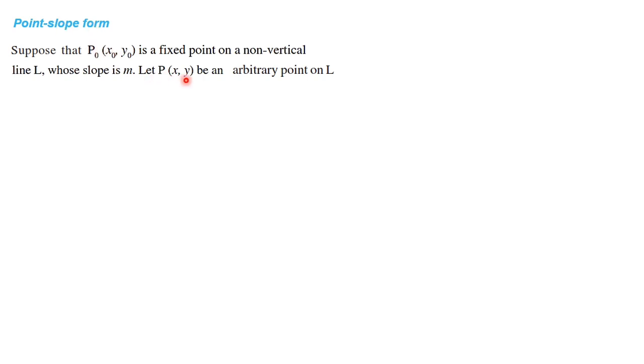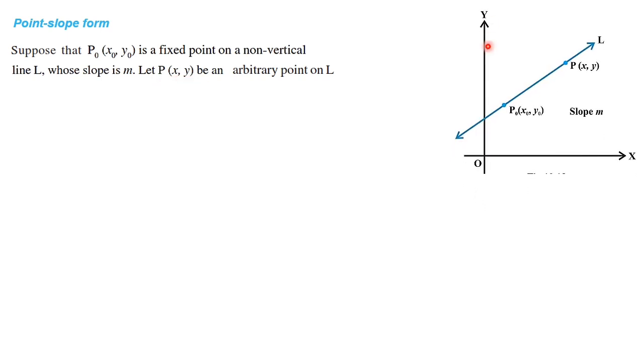Let P(x, y) be an arbitrary point on L. Arbitrary point means any common point on that line. The main thing is that one given point and slope will be there, and we are taking from the line any other point, that is P(x, y). So here this is the visualization. There is a point P0 (x0, y0), and there is a given slope m, and we have taken an arbitrary point. Arbitrary point means any common point in the line. That is our wish. So that we have taken as P(x, y).